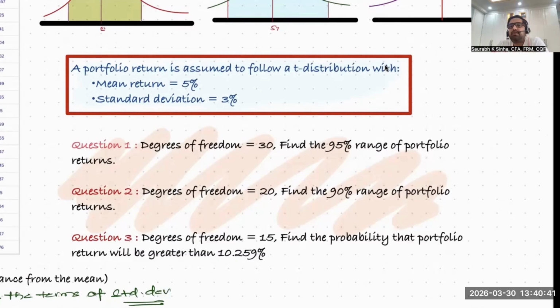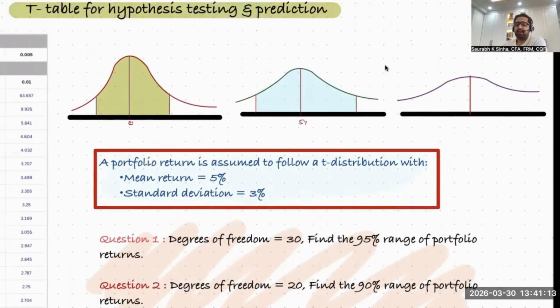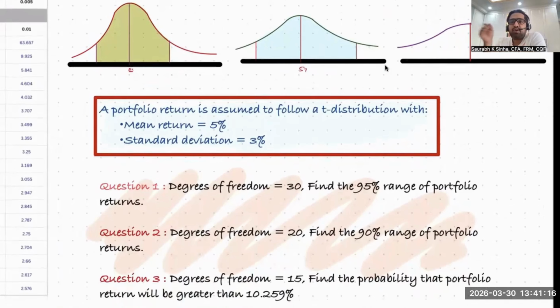Most important, a very big assumption in this question is that the portfolio return, or the sample return, is T distributed. I'm not saying sampling return. Sampling return is a very important concept, but here the sample return is T distributed. Very important, otherwise the whole question would be different. And you don't have to worry about sampling distribution for the time being. Find the 95% range of the portfolio return, symmetric to the mean. So basically, tell me what is the range of portfolio return at a 95% probability.